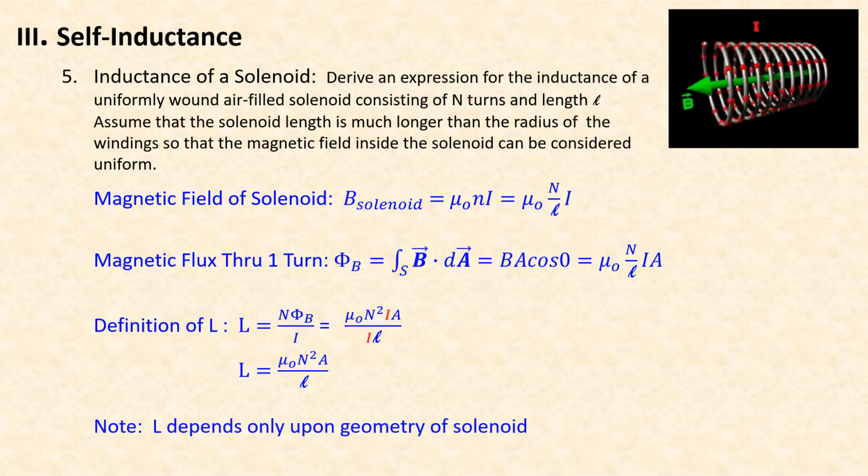Now, you'll notice here that this proportionality constant we call self-inductance depends only upon the geometry of the solenoid. Notice that it depends upon, in this case, the number of turns in the solenoid, the cross-sectional area of the solenoid, and the length of the solenoid, but in no way depends upon the current in that solenoid. It depends upon geometrical factors only.